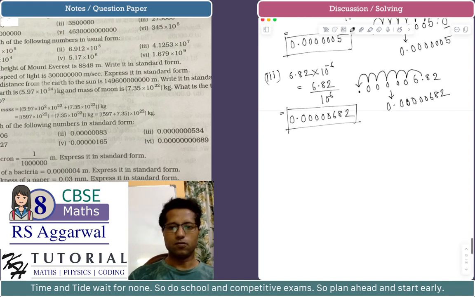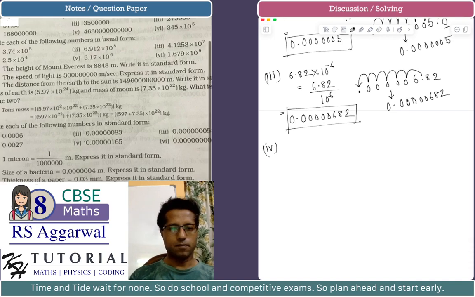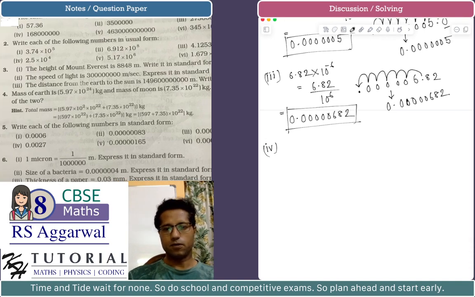Let's do part 4. Part 4 is 5.673 multiplied by 10 to the power minus 4. So this is equal to 5.673 divided by 10 to the power 4.